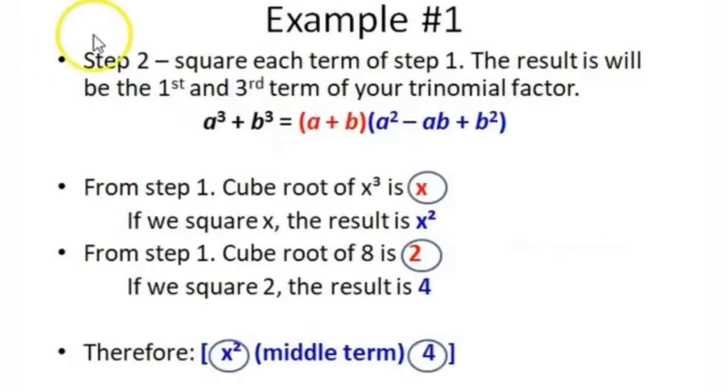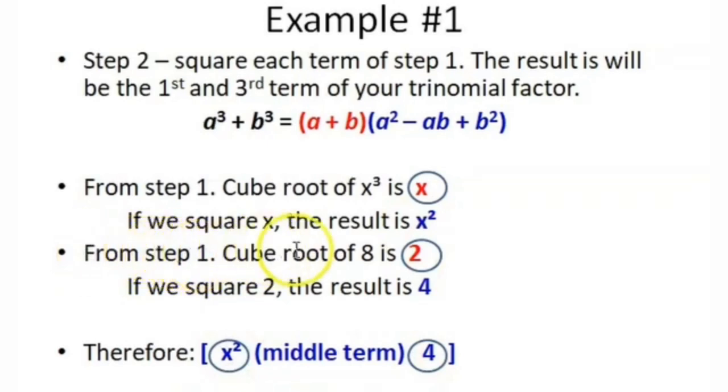Step number 2 says, square each term of step 1. The result will be the first and third term of your trinomial factor. So, nakuha natin yung binomial factor, itong kulay pula. So, i-square po natin yun isa-isa. From step 1, cube root of x cubed is x. So, if we square x, the result is x squared. So, ito po yung magiging first term natin sa ating trinomial factor. Kung makikita nyo dito, ito yung first term, x squared.